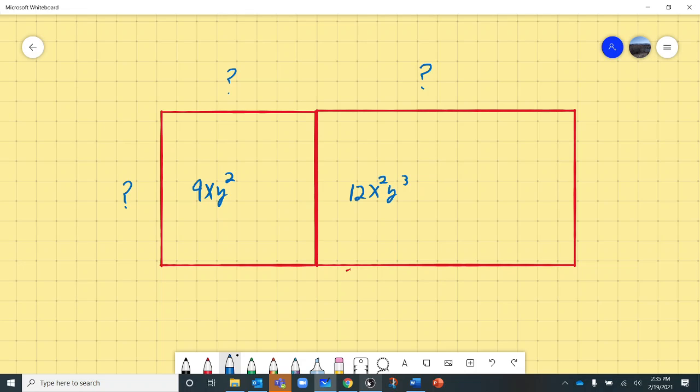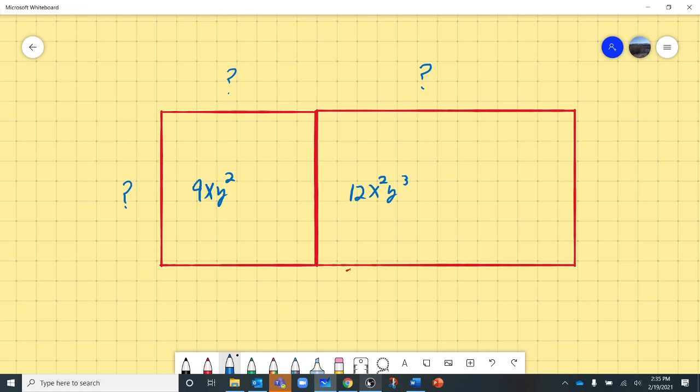Okay, this one is just kind of a fun problem with factoring. We have two rectangles. Pretend these are connected and perfectly even. The area of the smaller rectangle is 9xy squared. The area of the bigger rectangle is 12x squared y cubed. And we need to know what are the different dimensions of the sides.